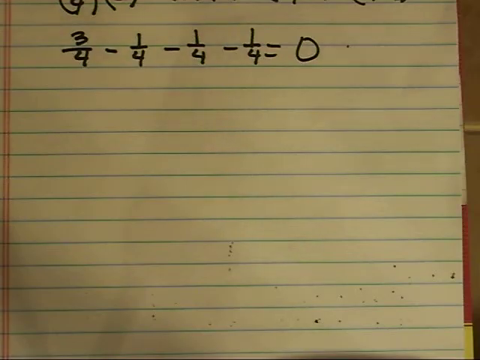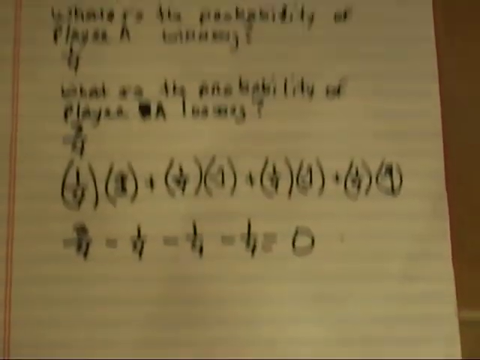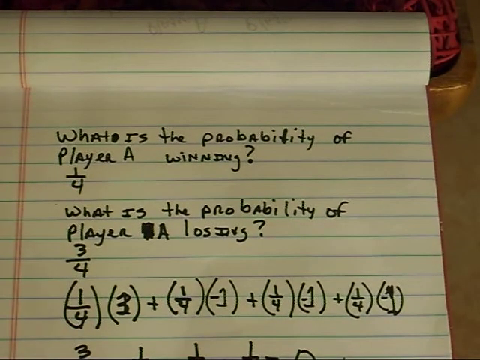So now you have to ask yourself the question: what is the probability of player A winning? That's going to be 1/4. What is the probability of player A losing? Well, if winning is 1/4, then it's almost obvious that losing is going to be 3/4. And this is how you set the equation up.